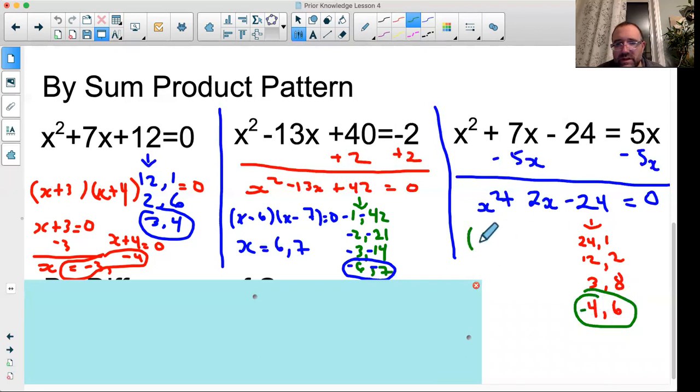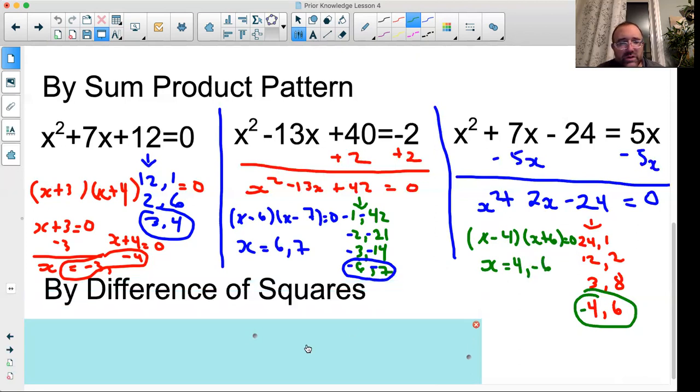So that means x minus 4 is one factor, and x plus 6 is the other factor. Of course, those both equal 0. And now you just have to work out what that's going to be. X has to be 4 and negative 6.